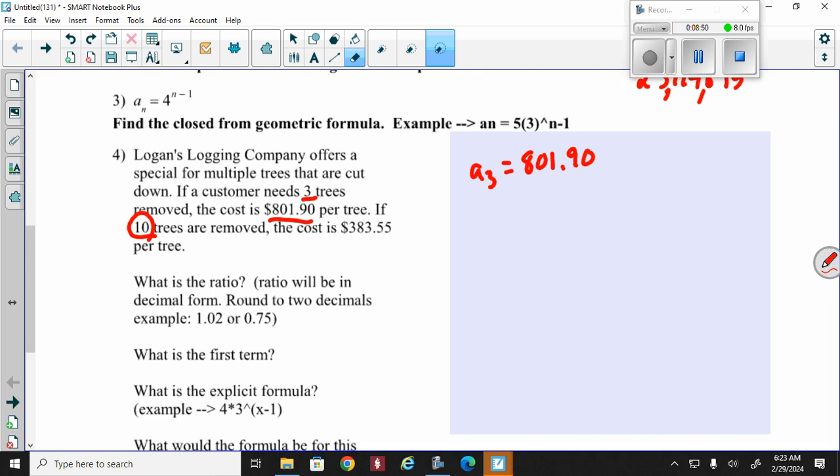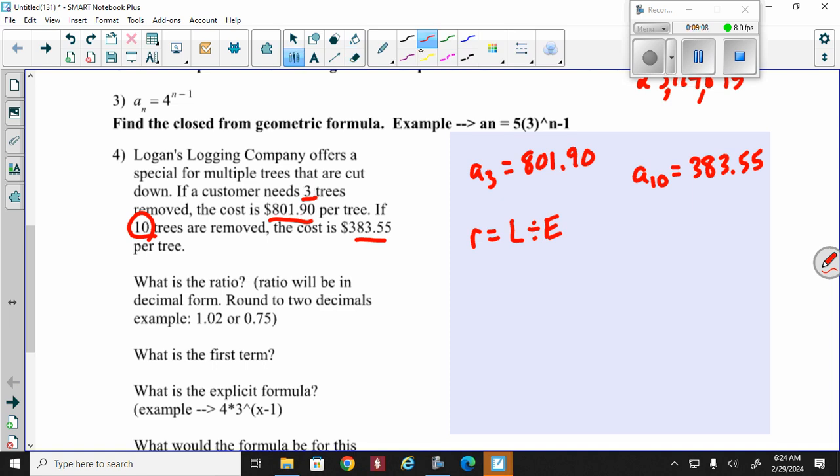$801.90. And then 10 is this. So A of 10 is equal to 383.55. Now, where a lot of y'all are screwing up, when you're trying to find the ratio, remember, it is always the later term divided by the earlier term. A lot of y'all just look at your numbers and say, oh, 800 is larger, so it's got to be the later term. Guys, pay attention. That's the third term. That's the 10th term. So in this scenario, the later term is actually the smaller number. So that's the later term, that's the earlier term.